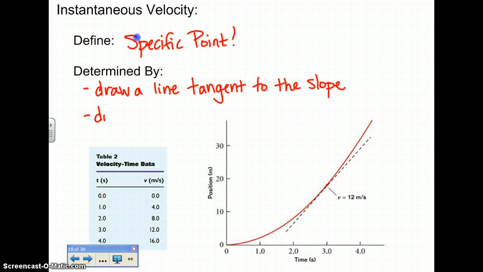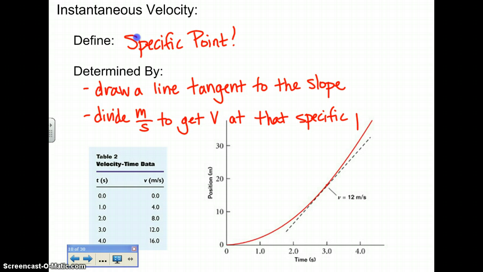And then divide meters per second to get the velocity at that specific point in time. So here's an example of what they did for that.